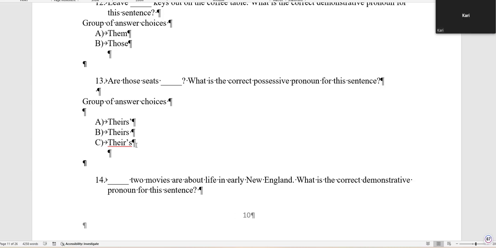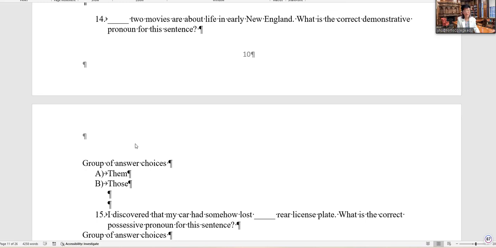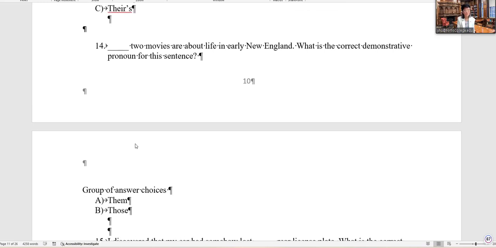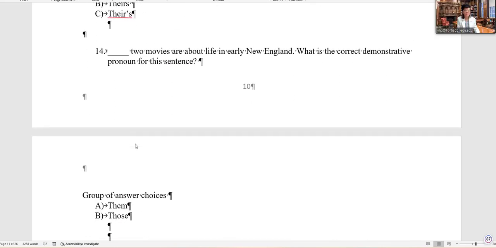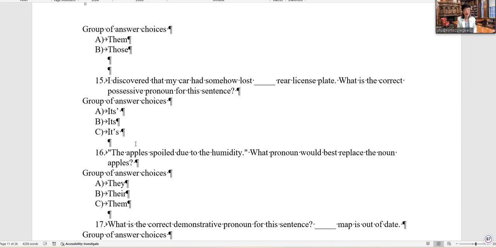B. And then is it them two movies? Didn't we do this one already? Yeah. Them two movies are about life in New England. Okay, so we'll skip this one. I discovered that my car had somehow lost its rear license plate. What is the correct possessive pronoun for this sentence?